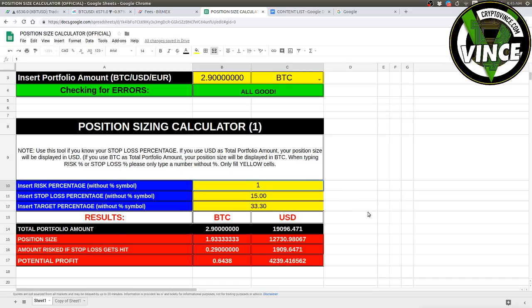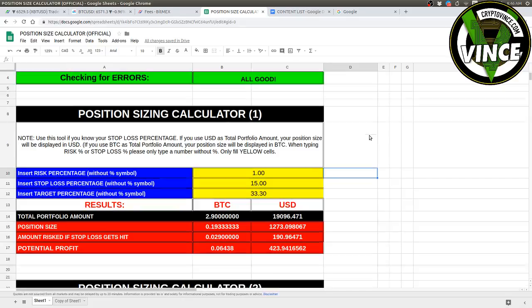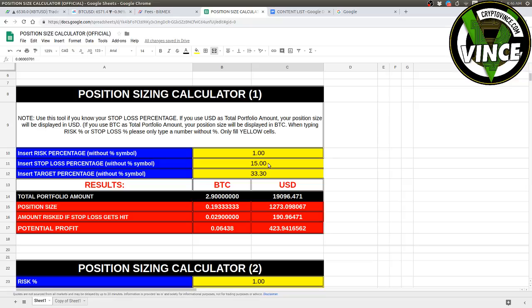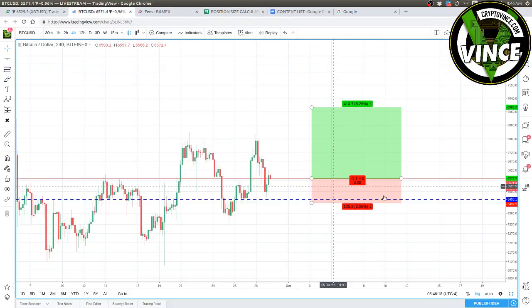Usually I risk 1%, and here you are going to add your stop loss percentage. My calculator, of course, here counts the percentages, and here it counts the entry, stop loss, and targets. So you have 2 different ways. This is a faster way to use it. So if I want to put my percentage, stop loss percentage is 2%.